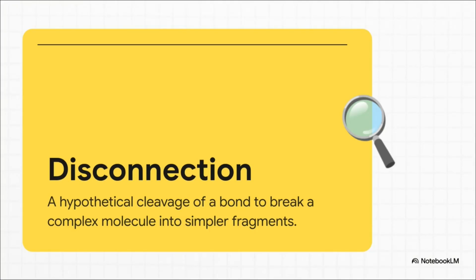So the first and most important word is disconnection. Think of it like a chef tasting a complex sauce. In their mind, they're separating it into its core parts. You've got the savory base, that acidic kick, the herbal notes. A disconnection in chemistry is that exact same idea. It's an imaginary, strategic cut we make in our target molecule to break it down into simpler, more manageable pieces.